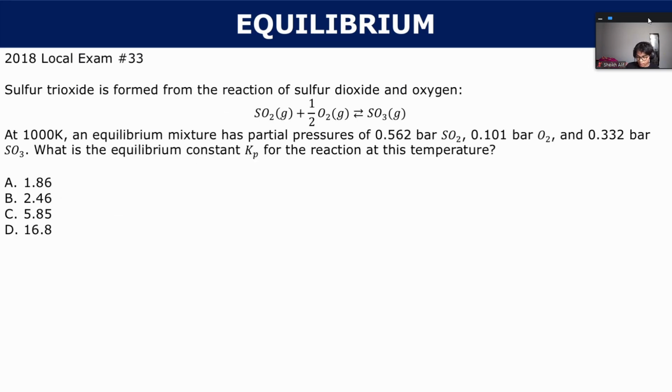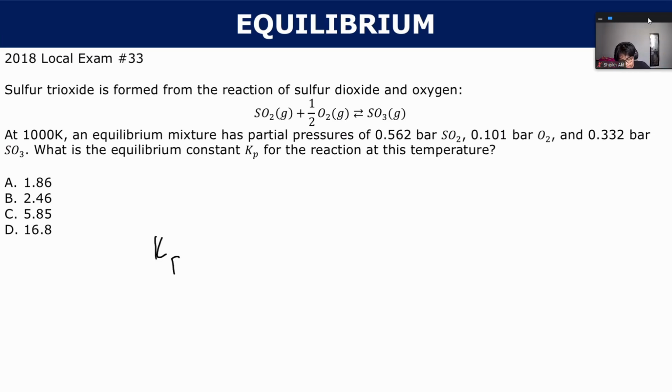Let's move on. Sulfur trioxide is formed from the reaction of sulfur dioxide and oxygen. At 1000 Kelvin, an equilibrium mixture has partial pressures of 0.562 bar of SO2, 0.101 bar O2, and 0.332 bar SO3. What is the equilibrium constant Kp for the reaction at this temperature?